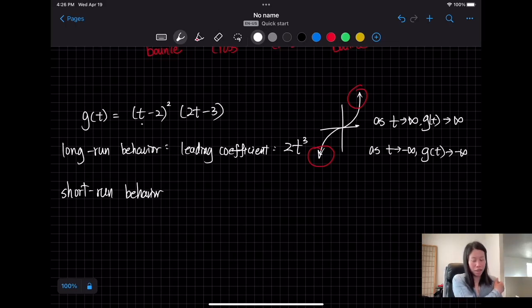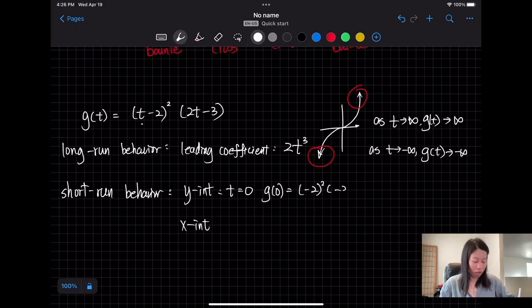Okay, now let's take a look at the short run behavior of the polynomial. The short run behavior is determined by the y-intercept, or vertical intercept, and the x-intercepts. For the y-intercept, it's relatively easy. You substitute t equal to 0 into the function. I have g of 0 equals negative 2 squared times negative 3, so I have negative 12. That means the y-intercept is (0, negative 12).